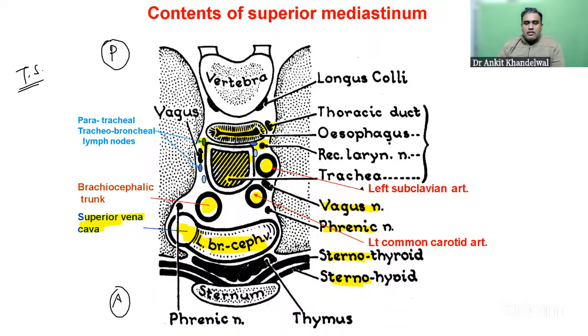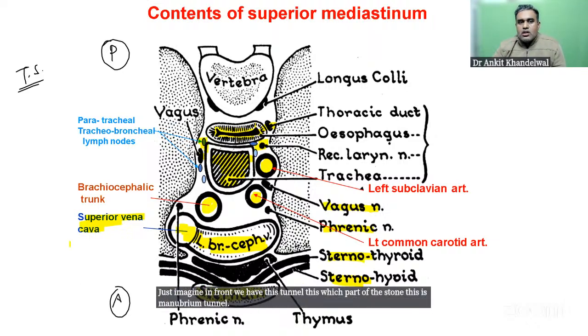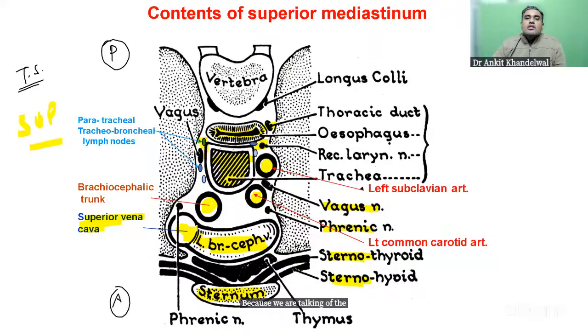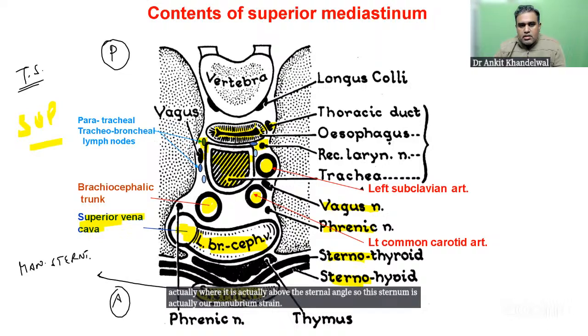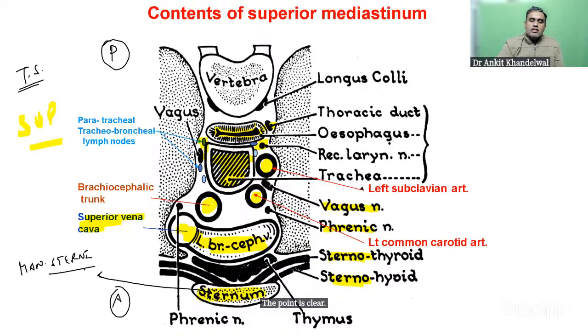Just imagine in front we have this sternum. This is which part of the sternum? This is the manubrium sterni, because we are talking of the superior mediastinum. That superior mediastinum is actually above the sternal angle. So this sternum is actually our manubrium sterni. And the point is clear. Revise it again and again, and things will be clear.